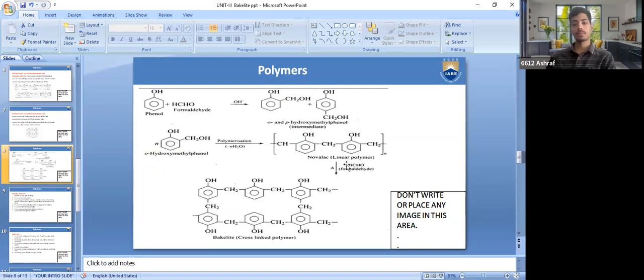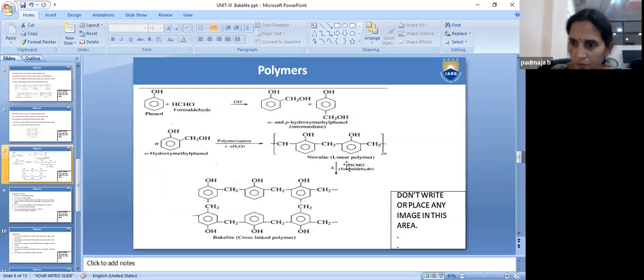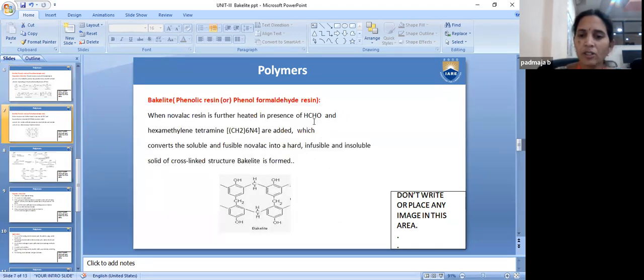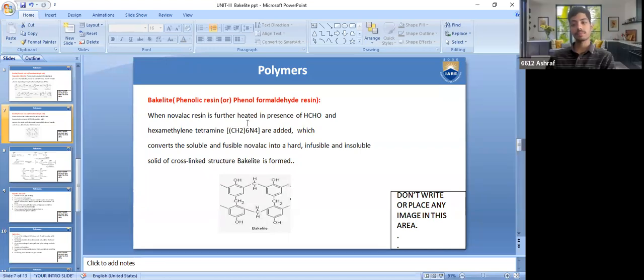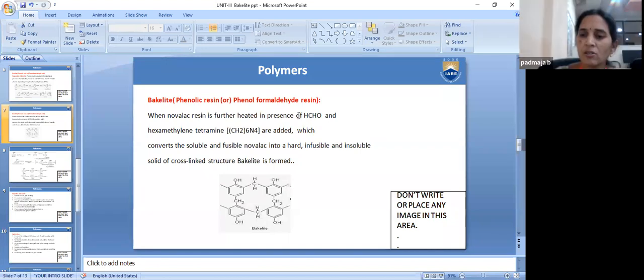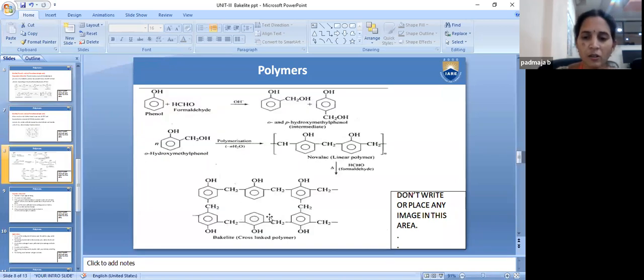Then what do you do after getting Novolac? What are you going to add to the Novolac? Hexamethylene tetramine as catalyst, and you are also adding formaldehyde. So you heat that. When you heat that, you get a cross-linked structure, Bakelite. Clear, everybody?